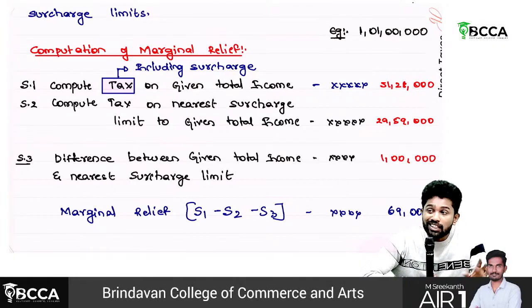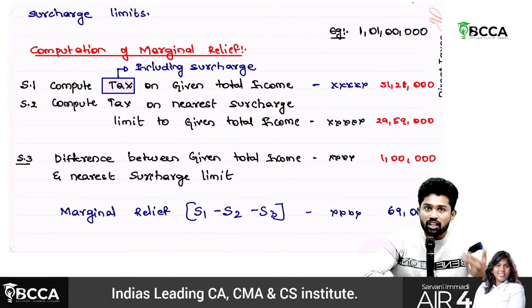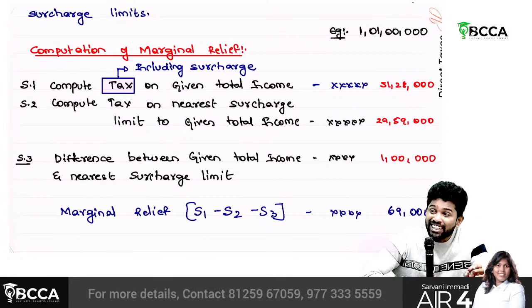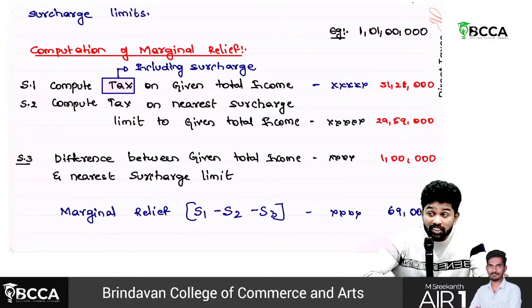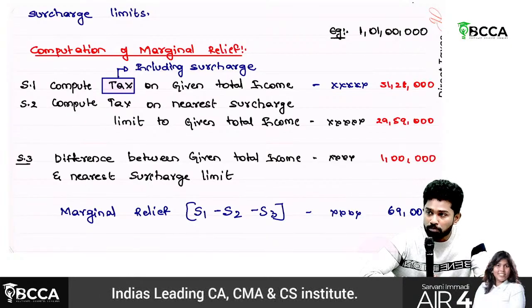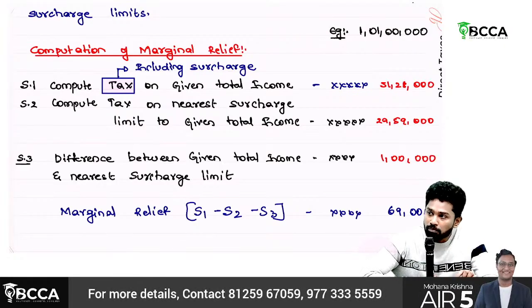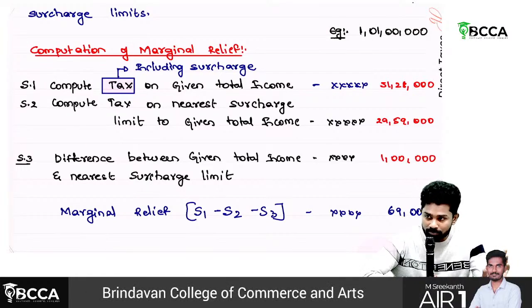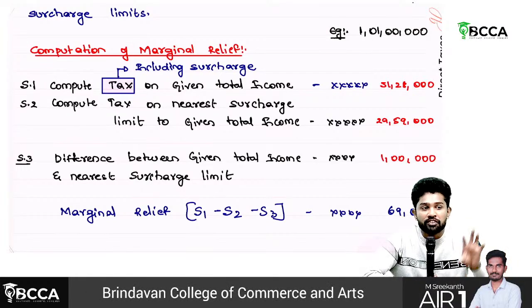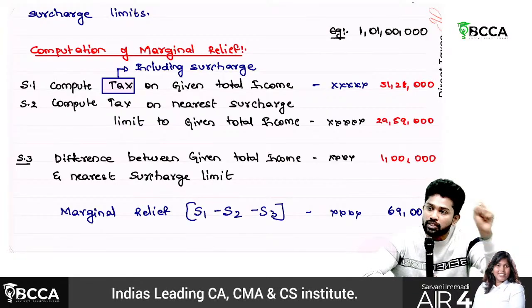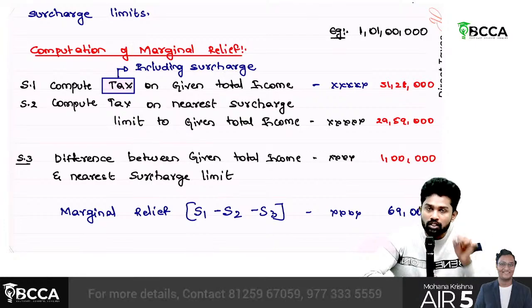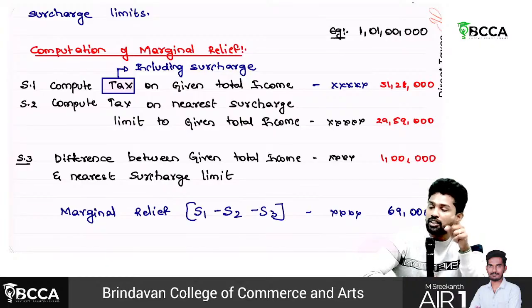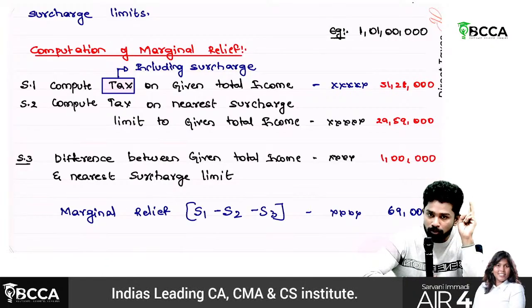When the given total income, or the total income we got while solving an answer, is nearer to the surcharge limits, 1 crore, 2 crores, then we should compute marginal relief. How do we compute it? Step 1, compute tax on the given total income. If a question is specifically about marginal relief, you compute tax on that total income. Even in a normal problem, first calculate the tax plus applicable surcharge.